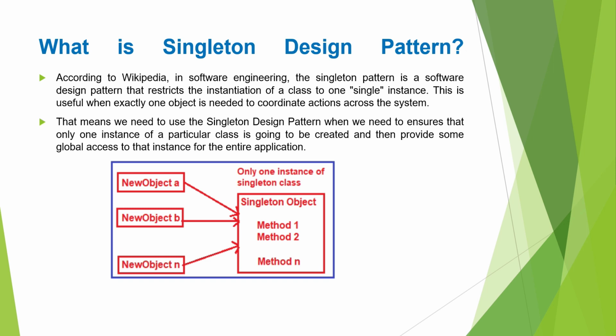As you can see in the diagram, different objects, that is new object A, new object B, and new object N, are trying to get the singleton instance, right? Once the client gets the singleton instance, they can invoke the methods, that is method 1, method 2, and method n, using the same singleton instance, right? If this is confusing at the moment, then don't worry, we will discuss this with some examples.